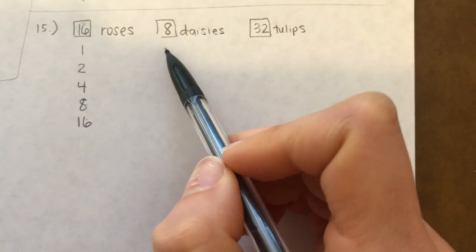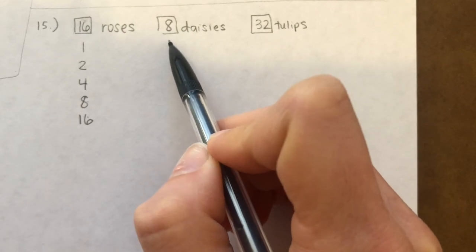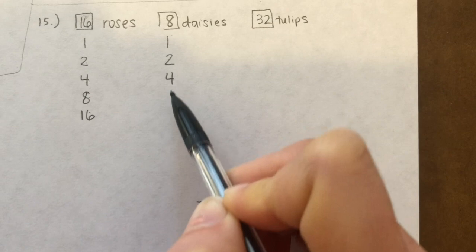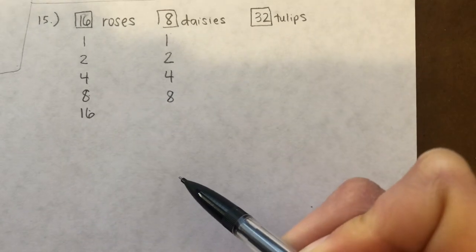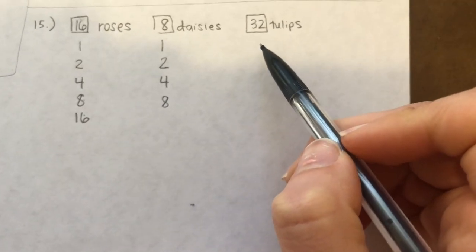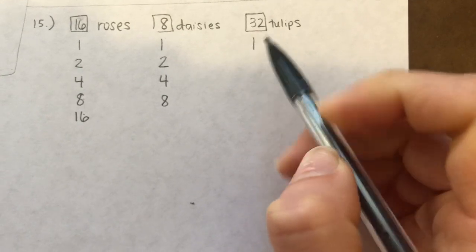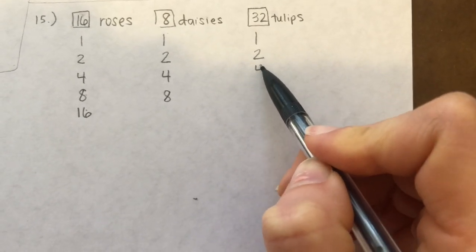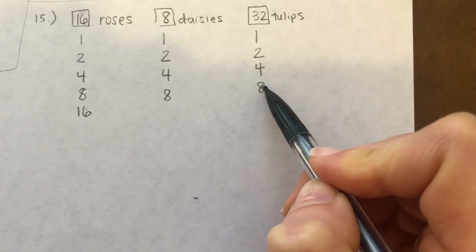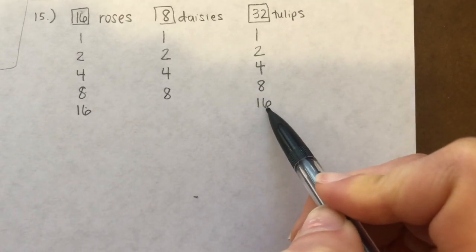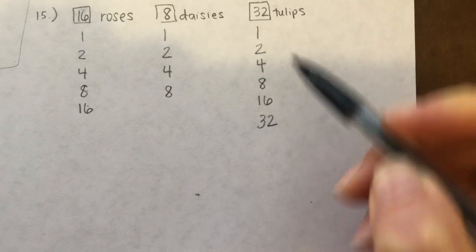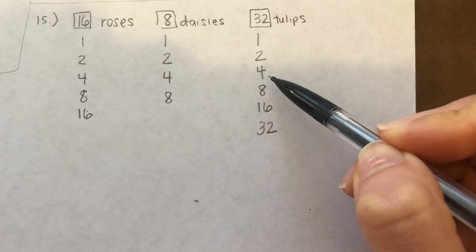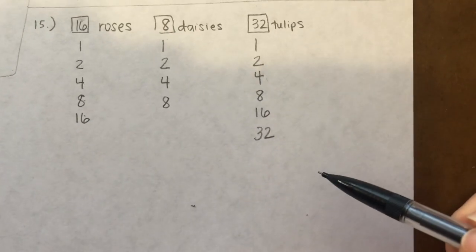Okay, now we've got the daisies. All right, we got to list the factors of 8, which are 1, 2, 4, and 8. Okay, and we're going to list the factors of 32, which are 1, 2, 4, 8, 16, and 32. Because 1 times 32 is 32, 2 times 16 is 32, and 8 times 4 is 32.